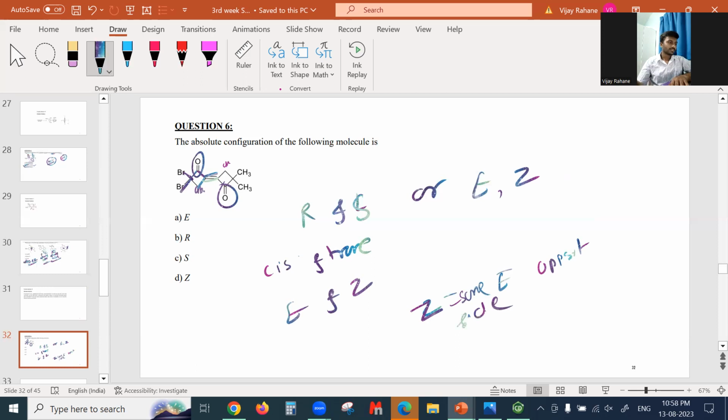Here we can see the first priority on this one is 1, and this has priority 2. So the same priority groups are on opposite sides. So definitely it is E configuration, right? So option A is the correct option here. This is an example of geometrical isomerism.